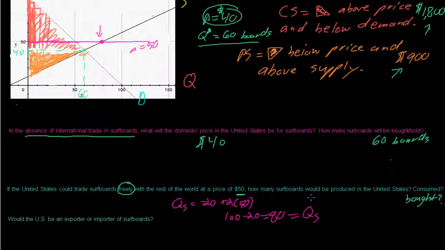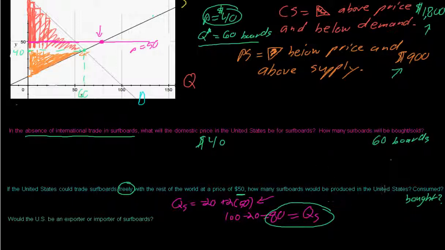So again, that is just the value of domestic supply, the value of supply in the US when price is equal to 50. Graphically, it is the intersection of the line where price is equal to 50 and the supply curve, and algebraically you just plug in 50 for price in the supply equation. So we get the answer that 80 is equal to the quantity supplied. So there will be 80 surfboards produced in the US.